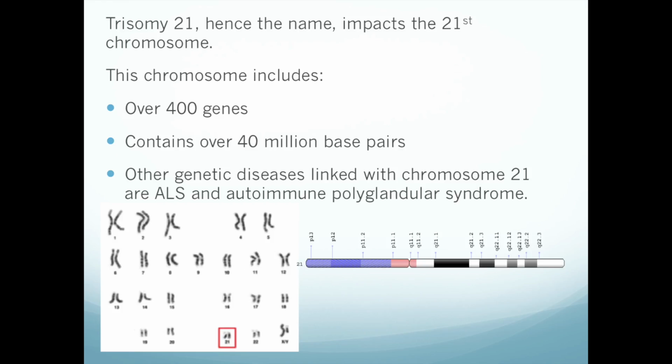The 21st chromosome is the smallest autosome in human cells and can be host to many different genetic diseases. The most common and obvious is trisomy 21. However, amyotrophic lateral sclerosis and autoimmune polyglandular system have been linked to the 21st chromosome. Chromosome 21 has over 400 million genes and over 40 million base pairs.